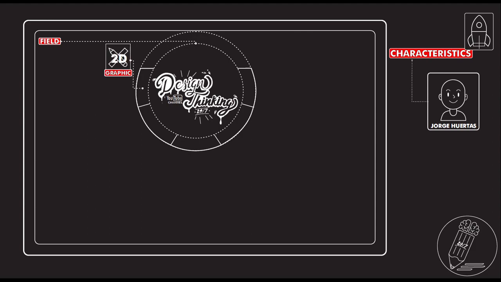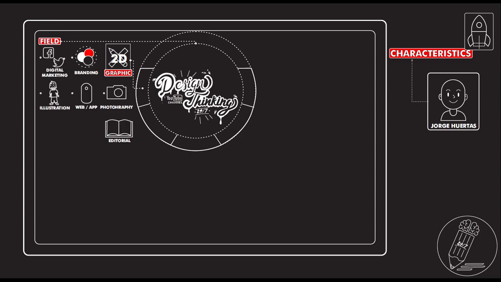The first field is graphic. It means everything that is 2D, two dimensions. We have digital marketing, branding, illustration, web and app development, photography, and editorial design. This is very important because here you have to learn how to put together all the developments. Here you can make infographics, anything that is two dimensions, and sometimes you can also animate these kinds of developments. Graphic design is extremely big.